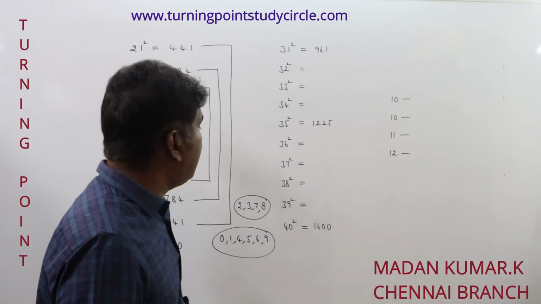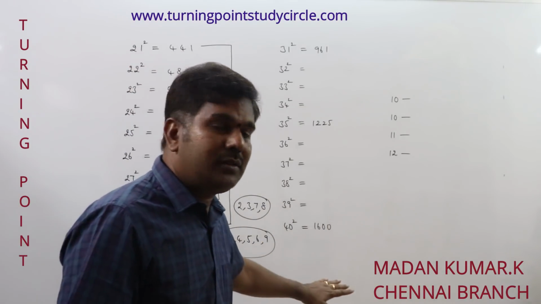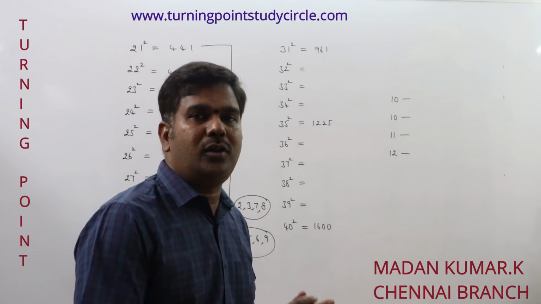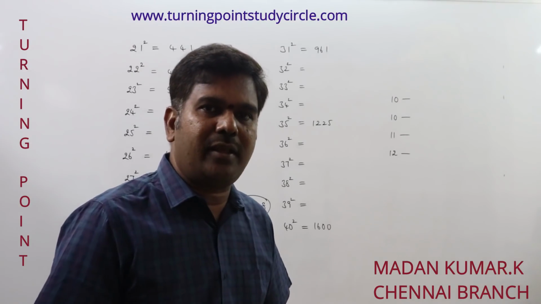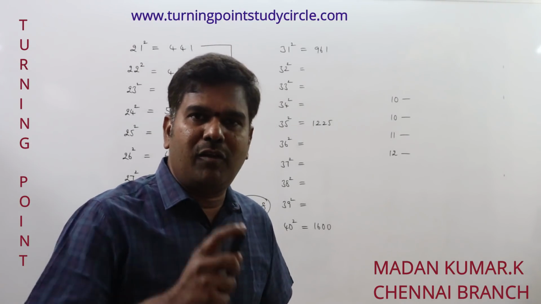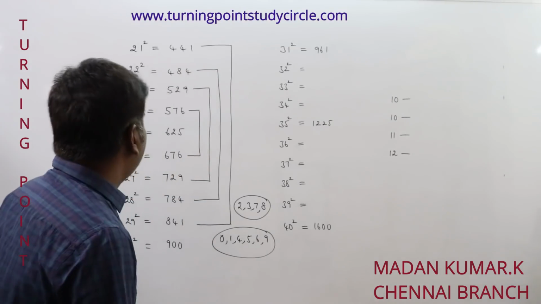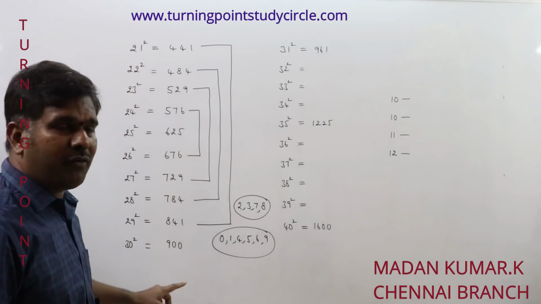Now we are going ahead with 21 to 40 squares. How to learn and what all the shortcuts are, how easily we can remember, we will discuss in detail. Same thing again, what are all the logics we have followed?